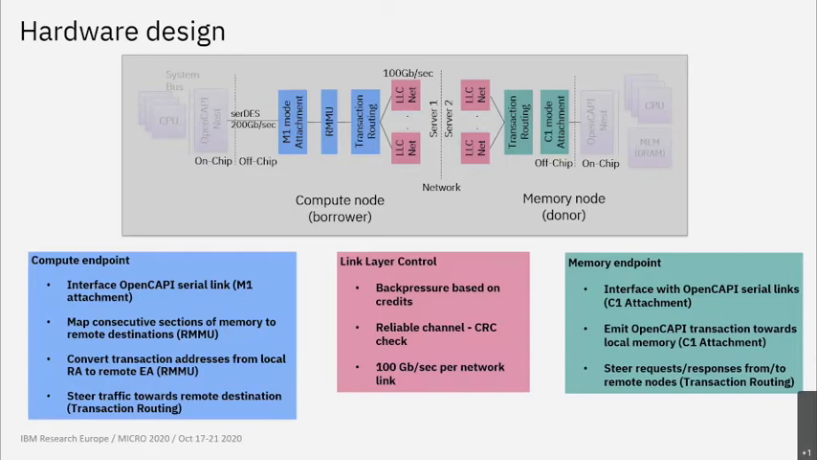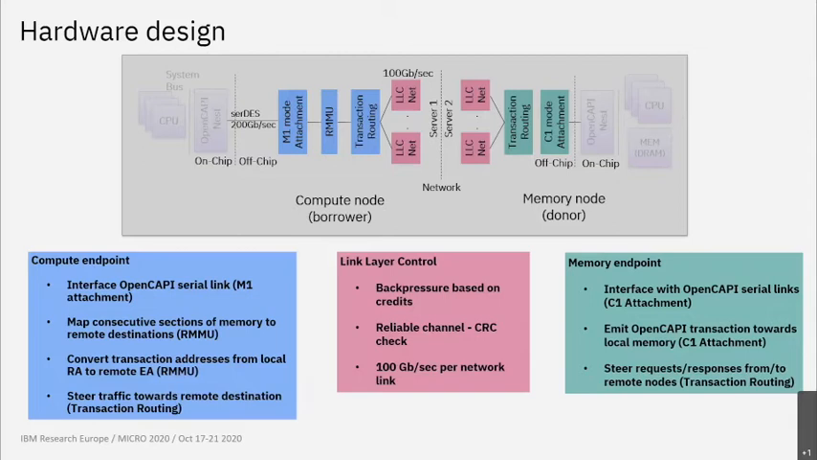On the memory endpoint side, instead, we again have the interfacing with OpenCAPI. And the main task is emitting OpenCAPI transactions towards the local memory of the Power 9. This is because the way ThymesisFlow works is that the CPU on the compute node emits a memory operation. This is translated into an OpenCAPI transaction that flows through the ThymesisFlow network and is emitted at the remote memory destination. Of course, responses are sent back if needed.